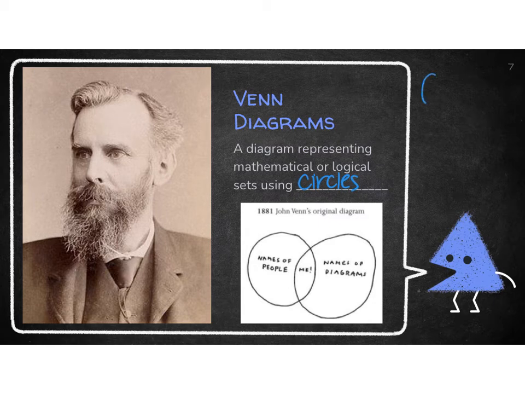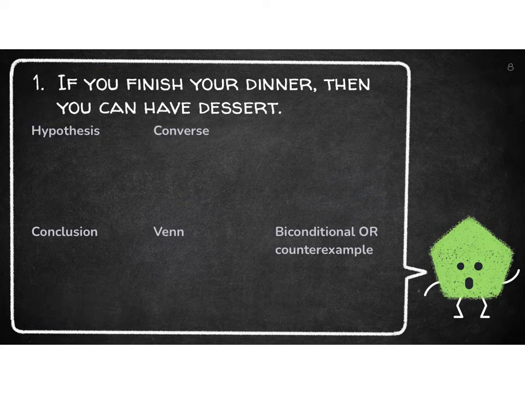You are used to seeing Venn diagrams that look something like this, where they have their own circles, but then there's a part that overlaps. Could also have a Venn diagram where we have one set and another one that's inside of that set. I could also have two sets that are completely separate and don't overlap at all. Let's take some time to look at some examples. So number one, if you finish dinner, then you can have dessert. This is our conditional statement. Our hypothesis is the first part, you finish dinner.